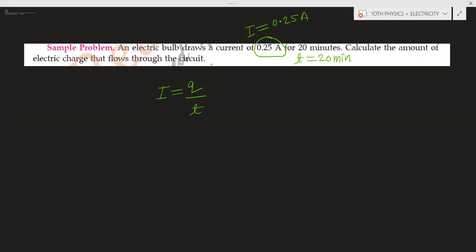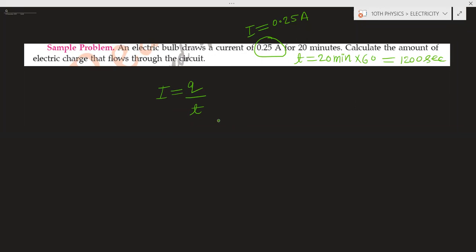So we will convert the minutes into seconds. We will multiply it with 60, because in 1 minute there are 60 seconds. So it will become 20 times 60, which is 1200 seconds.